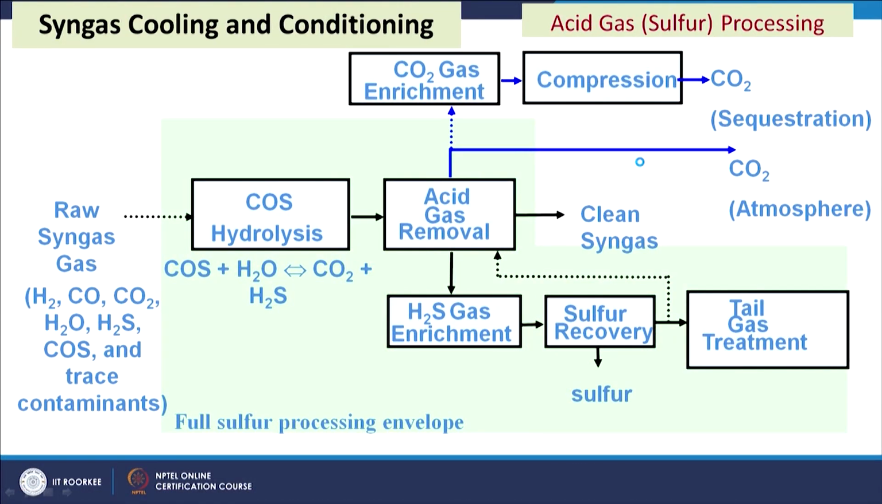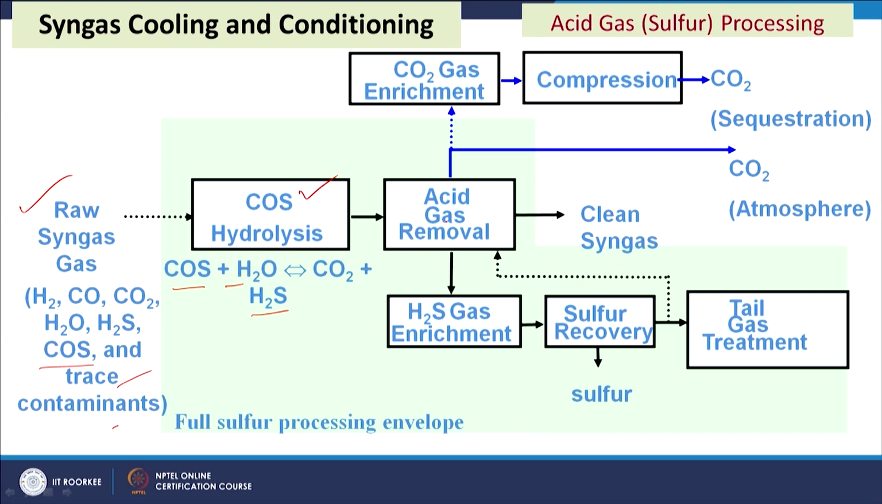Now, we will see how the acid gas components can be removed. Acid gas components like, say, SOx, carbon dioxide, H2S etc. present in the syngas can be removed through specific treatment steps. This flow sheet shows raw syngas which has hydrogen, carbon monoxide, H2O, H2S, COS and trace contaminants. First, COS reacts with H2O to form H2S and CO2. That is the hydrolysis of COS.